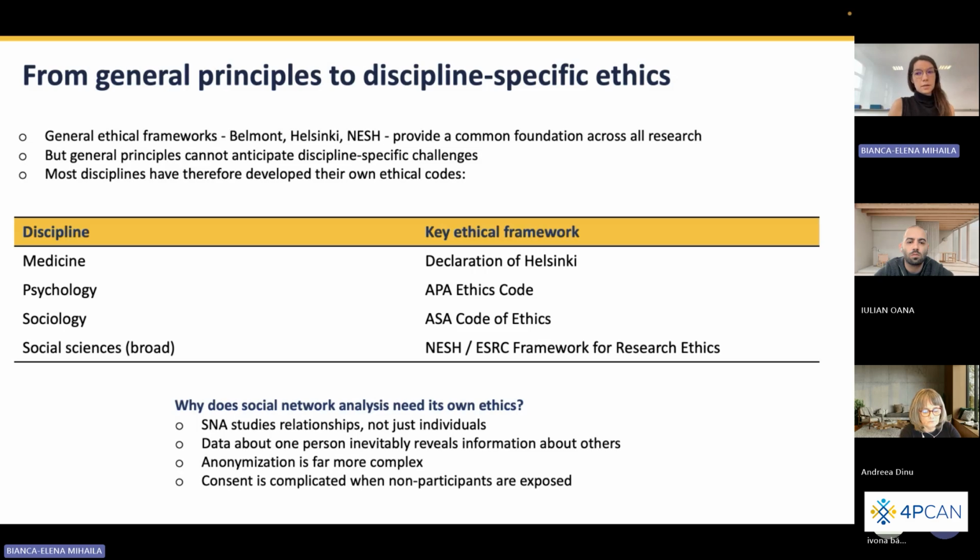And as a methodology that maps and analyzes relationships between people, it raises a distinct set of ethical challenges, because when you are studying a network, you are not studying just the individual and the personal characteristics of the individual, but you are studying their connections, their position inside the social structure, or their influence. And of course, data that we are collecting about different individuals may reveal different information about others.